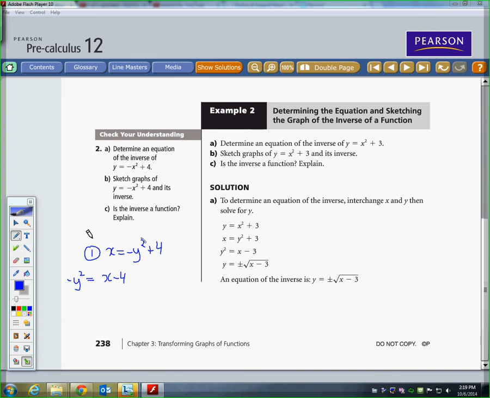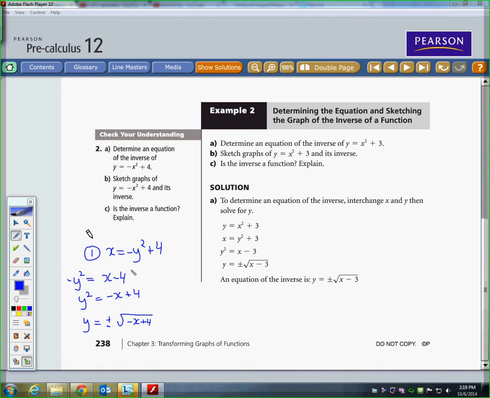I subtracted 4 from both sides, so I got x minus 4, and I just wrote the y on the left hand side. Now I'm going to multiply both sides by negative 1, so I get y squared is equal to negative x plus 4. And now I'm doing the square root part, so y is going to be equal to the square root of negative x plus 4, and I got to do my plus and my minus part here.